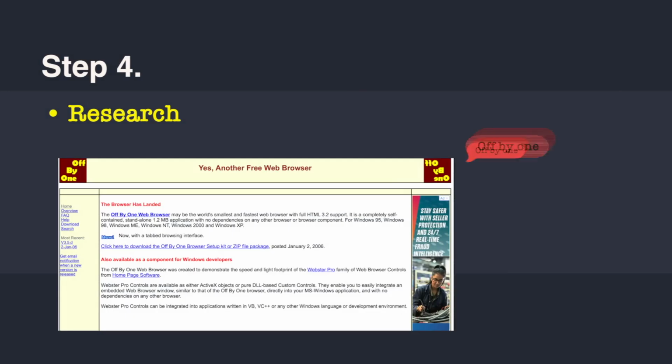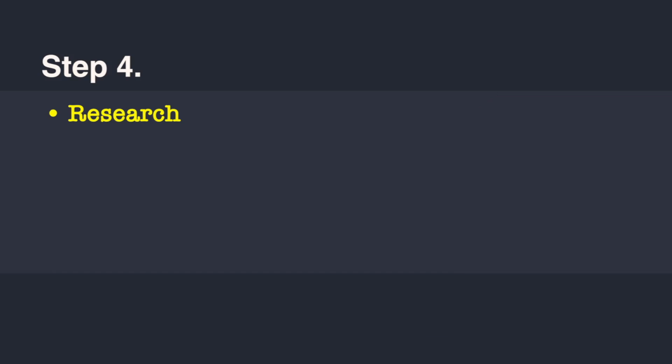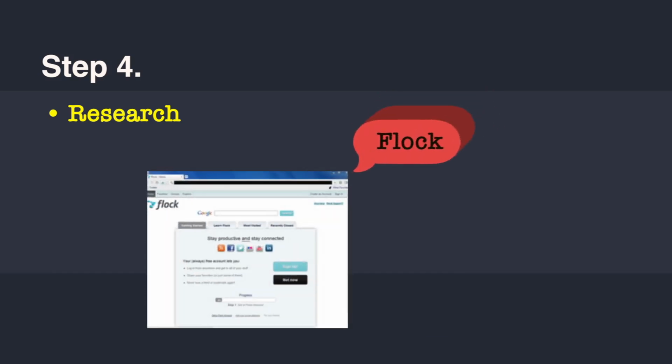Interestingly, there are browsers which are as low as 1.2 MB in size. The name of that browser is Off by One, O-F-F-B-Y-O-N-E, Off by One. It is as tiny as 1.2 MB. And there are browsers such as Flock, which has all the social media networking plugins inbuilt. Though as of date, the support for the browser has ended, the last stable version is still available.